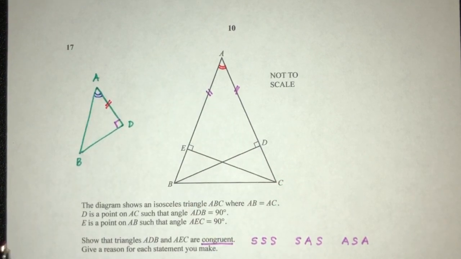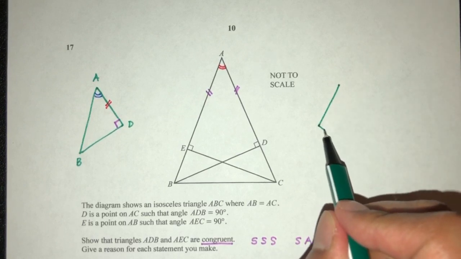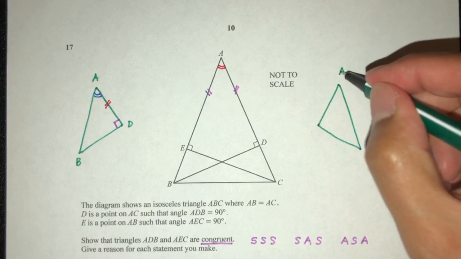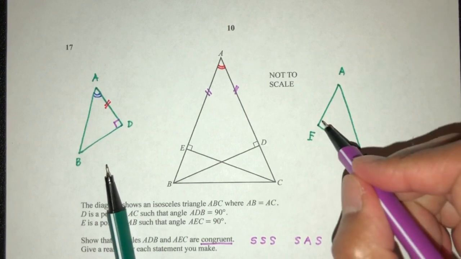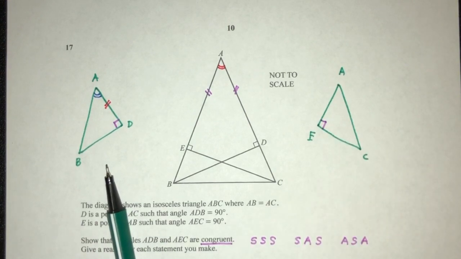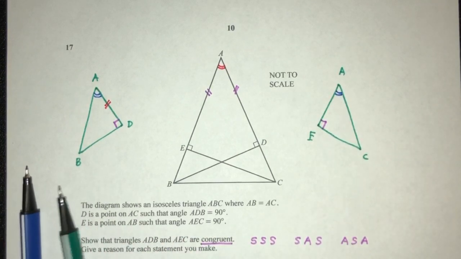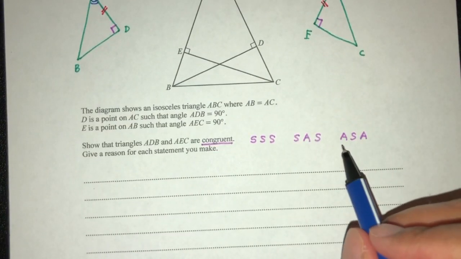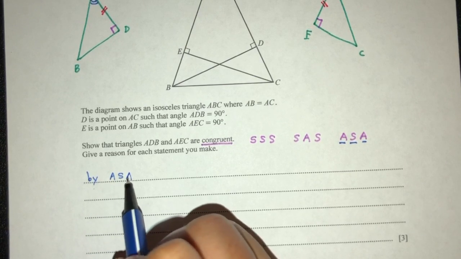Now let me take out the other triangle, which is AEC. A is here, E is here, and C will be right here. That will be A, E, and C. This is 90. Obviously, this is the same angle A right here, and this side will also be the same. So you can see already, we're using angle, side, angle. So by ASA, let me write this down.